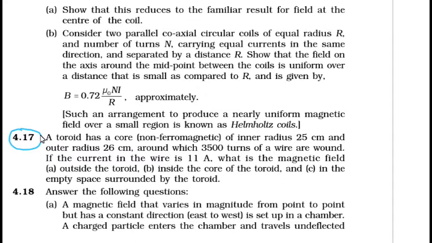A toroid has a non-ferromagnetic core of inner radius 25 centimeter and outer radius 26 centimeter, around which 3500 turns of a wire are wound. If the current in the wire is 11 ampere, what is the magnetic field? A. Outside the toroid, B. Inside the core of the toroid, and C. In the empty space surrounded by the toroid. Let us see the solution.